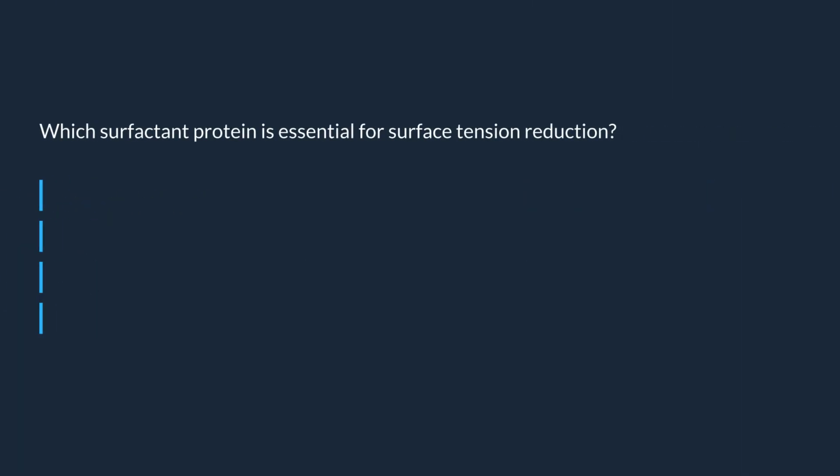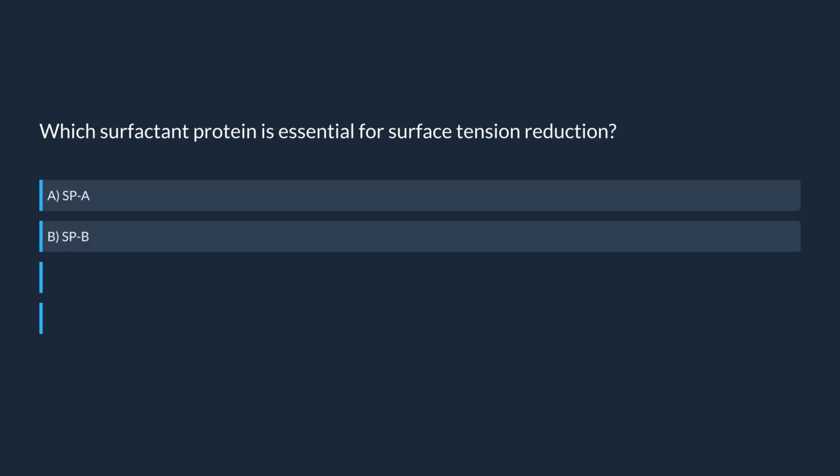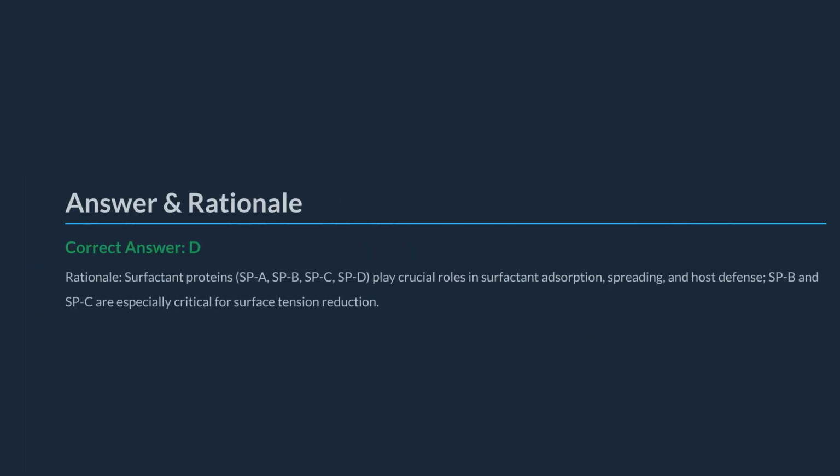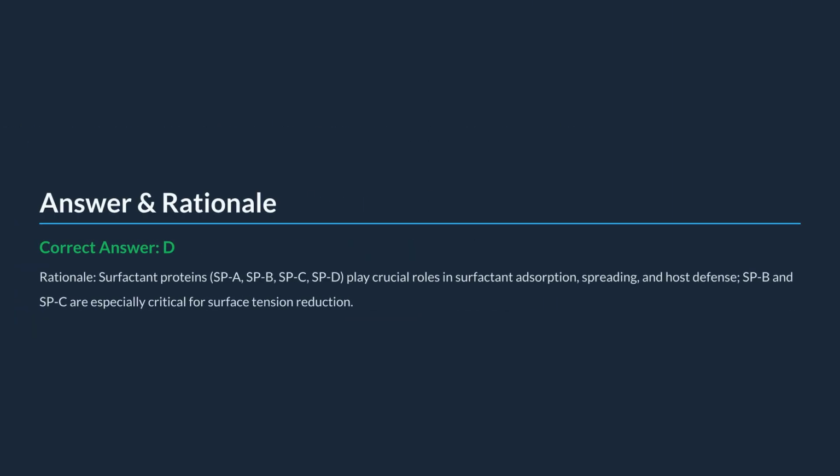Which surfactant protein is essential for surface tension reduction? A. SP-A, B. SP-B, C. SP-C, or D. All of the above. The correct answer is D. Surfactant proteins SP-A, SP-B, SP-C, and SP-D all play crucial roles, with SP-B and SP-C being especially critical for reducing surface tension.